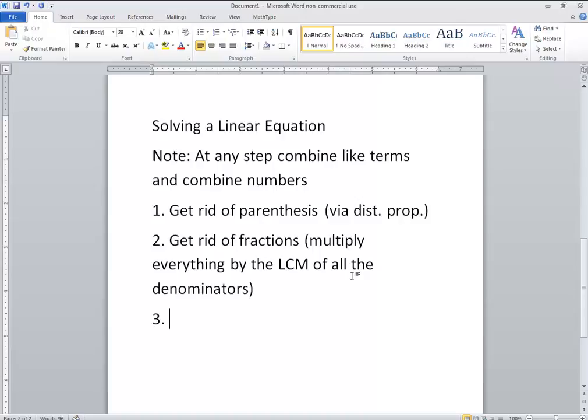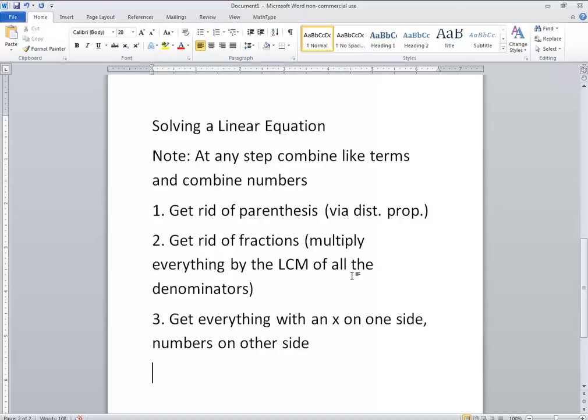Step 3, get everything with an x on one side, numbers on the other side. When I say everything, I'm talking about terms. It doesn't have to be an x. You can have any variable you're solving for. So we're going to get all the variable terms on one side, constant terms on the other. Step 4, divide both sides by the number in front of the x, the coefficient.